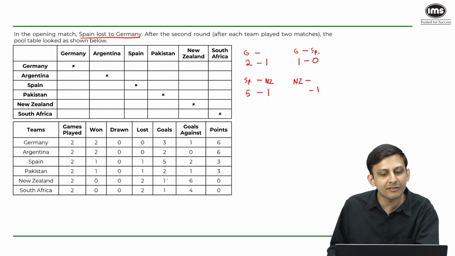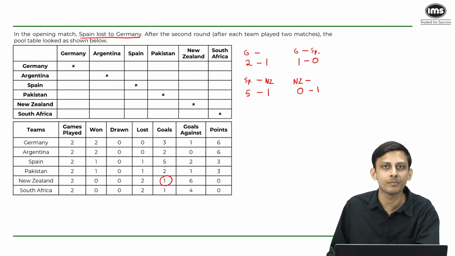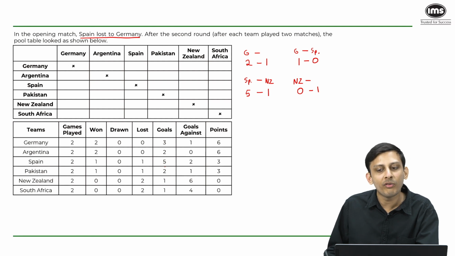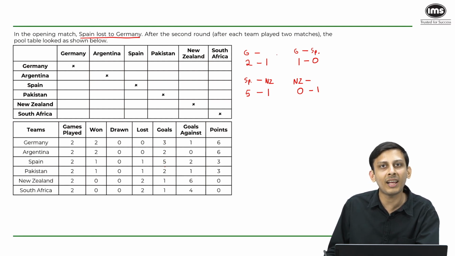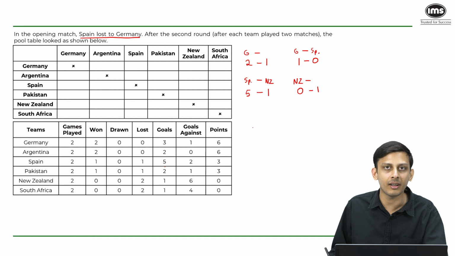And New Zealand is scoring just 1 goal in total. That 1 goal is already here. So New Zealand will be scoring 0 goals in this other match. So now we have these 2 matches of New Zealand also. We have 2 matches of Spain also. We have 2 matches of Germany also. Now we'll look at the matches of Argentina, Pakistan and South Africa.